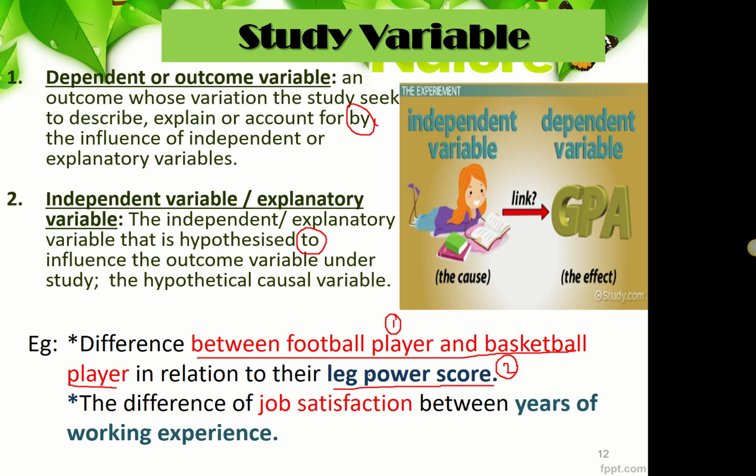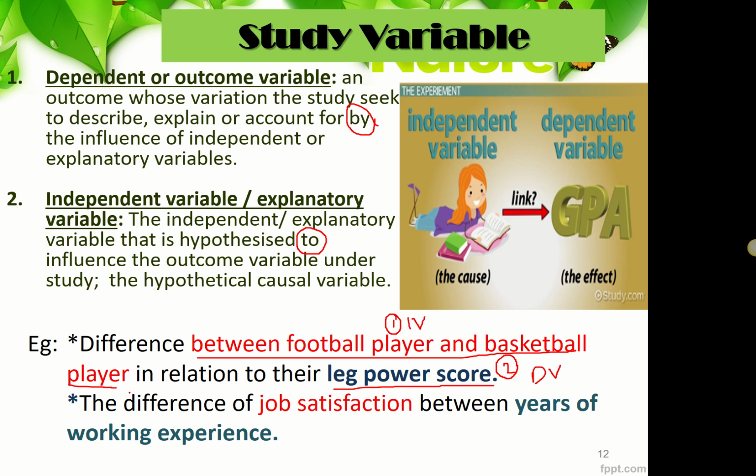Alright, between these two variables, which variable is influenced by others, meaning the outcome? Is football player influenced by leg power score, or is leg power score influenced by player? Leg power score is influenced by player. Different players will have different leg power scores. If you are a footballer, your leg power score will be different from a basketball player, right? So leg power score is the DV, and player is the IV, right?